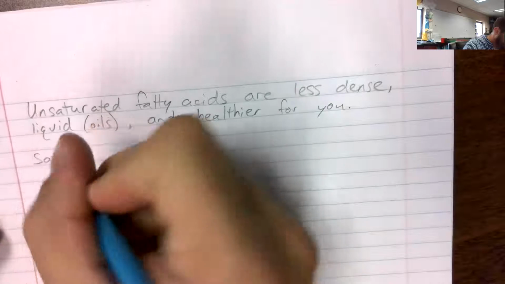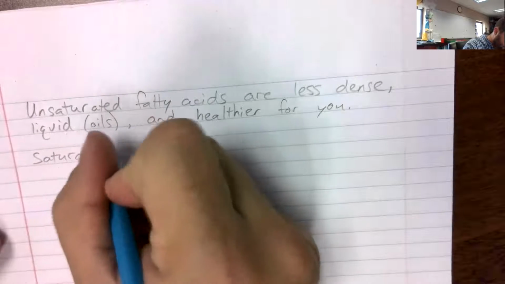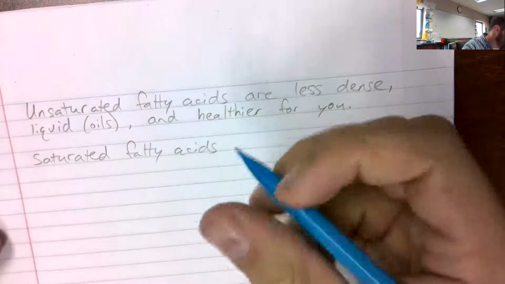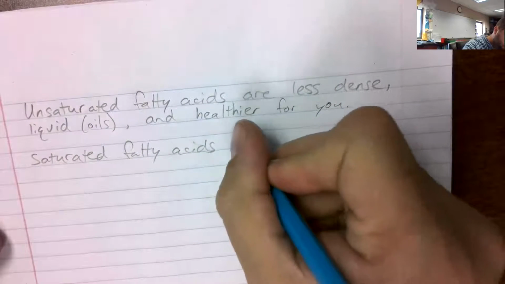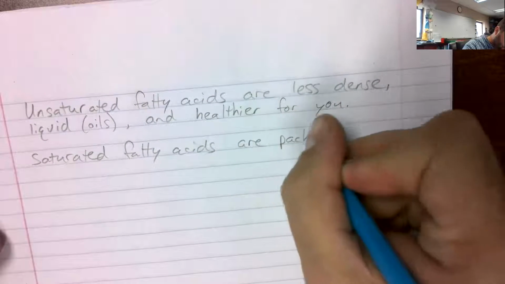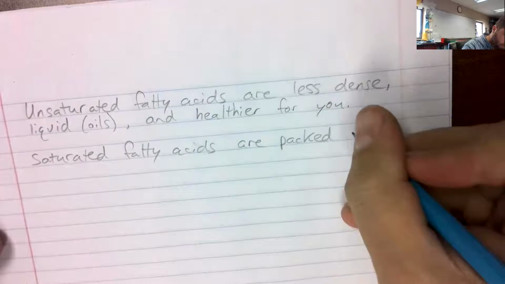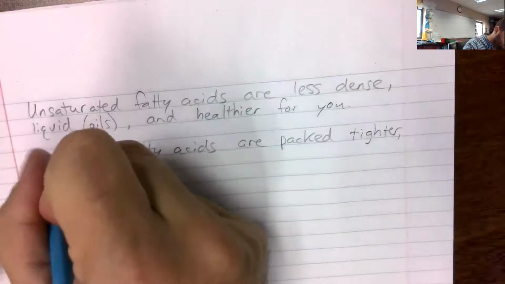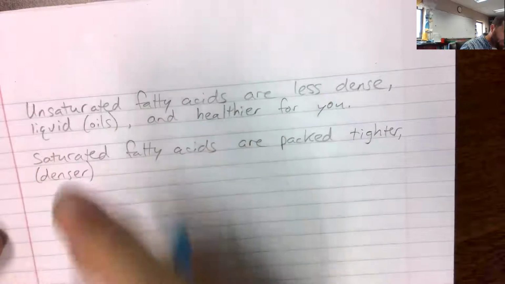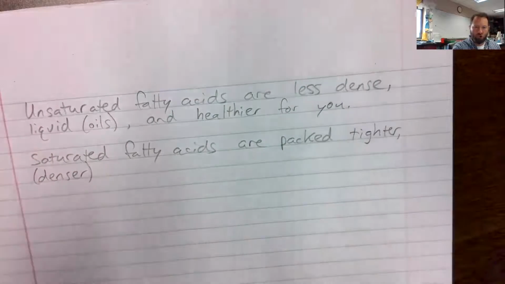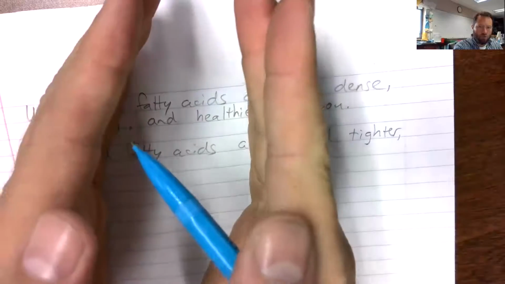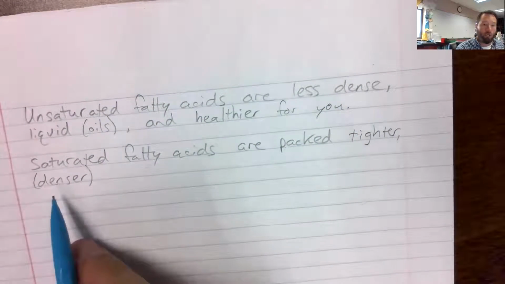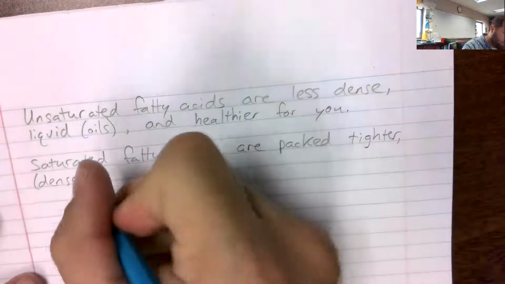Saturated fatty acids, on the other hand, are packed much tighter because they're all straight chains. They fit nicely, they pack together. That makes them much more dense. And so these tend to be solids.